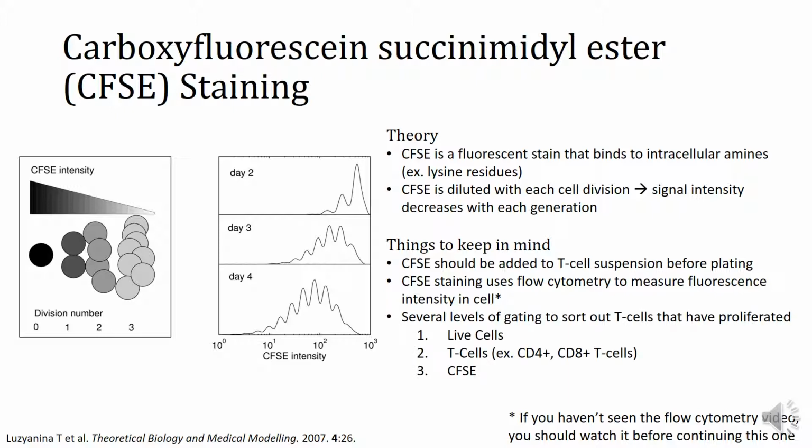And again, building on your flow video, there are several levels of gating to sort out the T cells that have proliferated. So you need to pick your live cells using a stain like DAPI or HUSH. And then you need your T cells, so your CD4 positive, CD8 positive T cells, and then lastly you gate for your CFSE.